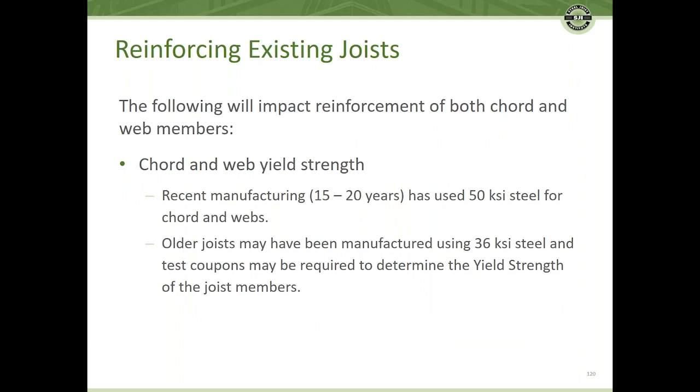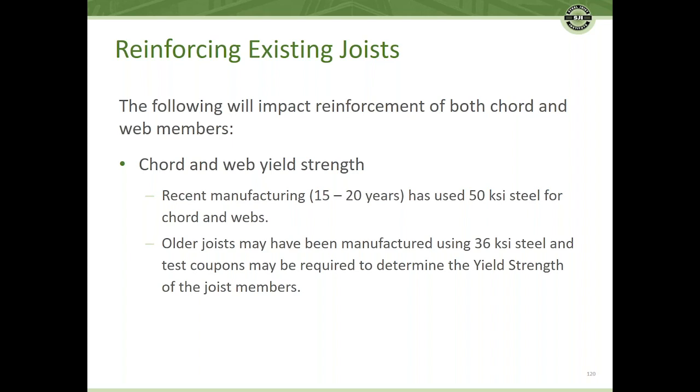The following will impact reinforcement of both the chords and the webs. The chord and web yield strength: like I mentioned before, in recent manufacturing, the last 15 to 20 years, we've used 50 KSI steel. Older joists have been manufactured using 36 KSI material, and so sometimes we need to do test coupons to determine what the yield strength would be. If you have the year of manufacture and talk to the joist manufacturer, they'll probably have pretty good guidance of whether they were using 50 or 36 KSI material at the time.